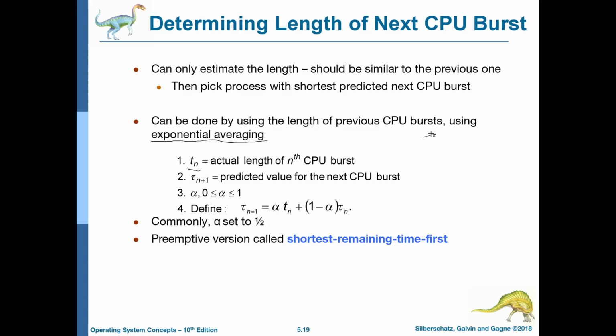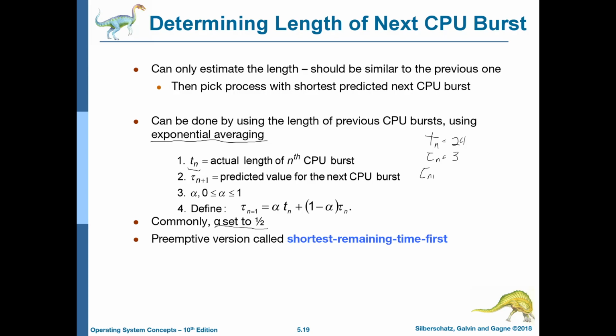So let's say, for example, we had t sub n, so the last actual burst time was 24, meaning that it took a little bit of time, whereas tau n was actually 3, meaning that there were lots of very short burst times. Well, and let's say we set alpha to 1/2.